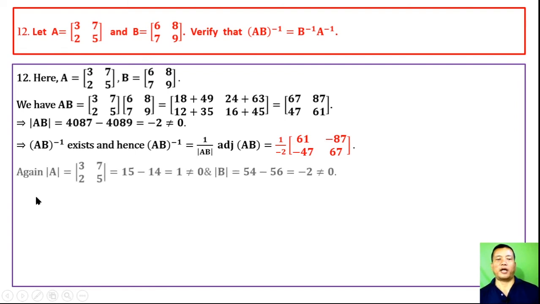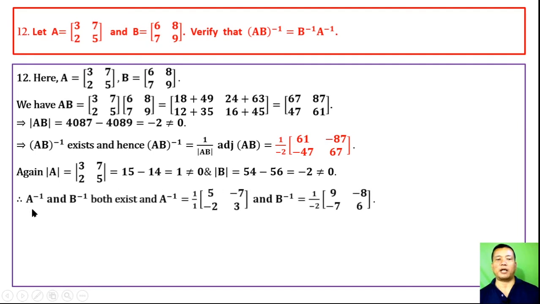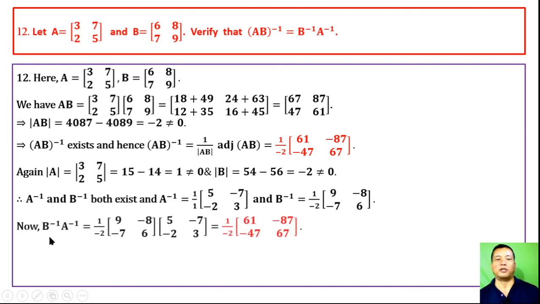This is the left side. Now the right side. The determinant of A is 1, which does not equal 0, and the determinant of B is minus 2, which does not equal 0, so both are invertible. Therefore A inverse and B inverse both exist. Using the 2 by 2 inverse formula we get A inverse and B inverse. Now the product B inverse into A inverse, with the numeric value of B inverse and A inverse. The left side equals the right side. Thus the inverse of product AB equals B inverse into A inverse. Verified.